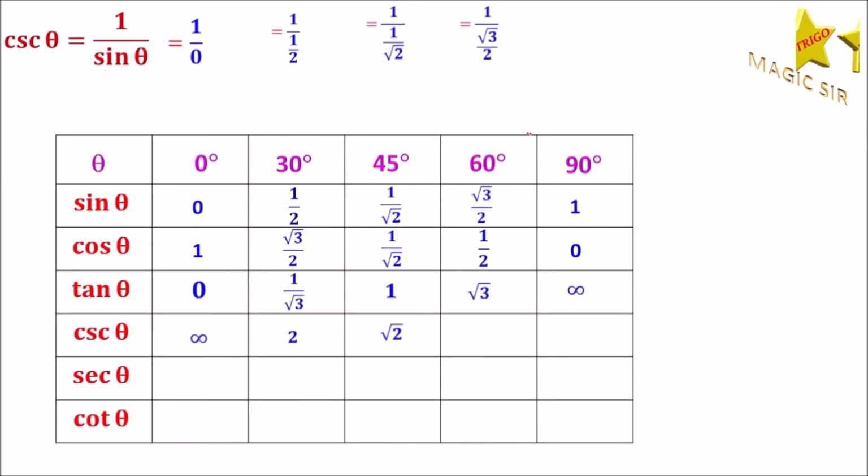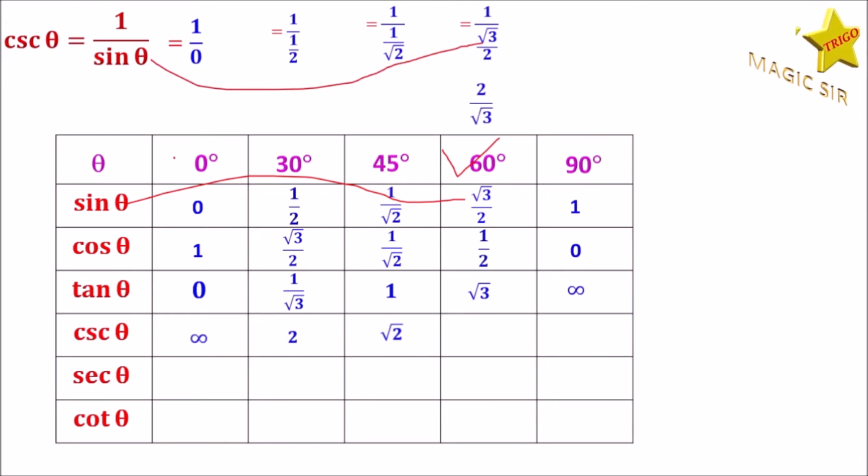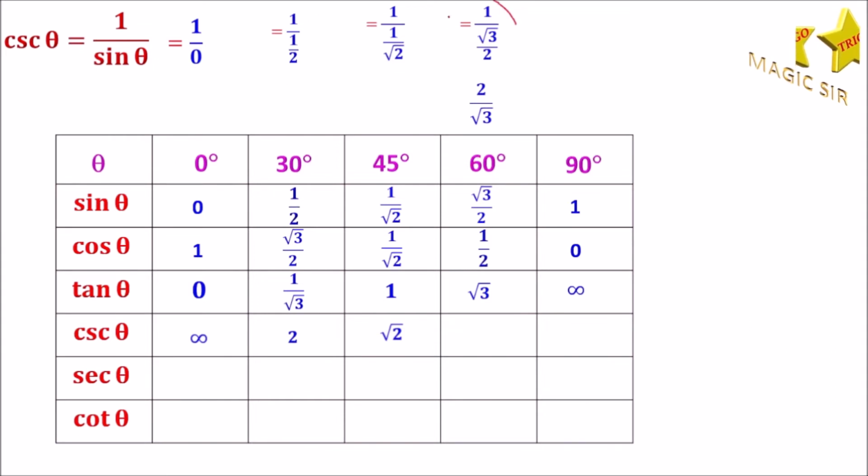For 60 degrees angle, sin theta is equal to root 3 by 2. And we know that 1 upon root 3 by 2 is equal to 2 upon root 3. So we have cosec 60 degrees is equal to 2 by root 3. Again, note that root 3 by 2 is the reciprocal of 2 by root 3 and 2 by root 3 is the reciprocal of root 3 by 2.